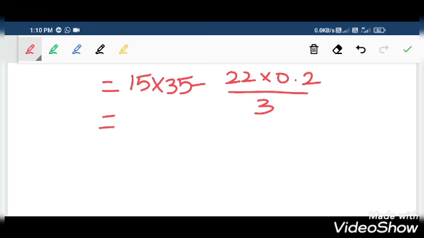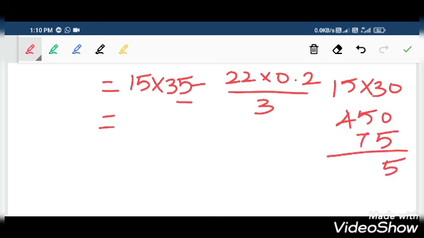So 15 into 35, what do you need to get? In a shortcut method, you have to multiply 15 into 30. So 15 into 30, you get 450. And another thing, 15 into 5. So first you take 30 plus 5. So 15 into 5, you get 75. Just you add 5, 12, carry over 1, 5, 25. So if you multiply this 15 into 35, you get 525.